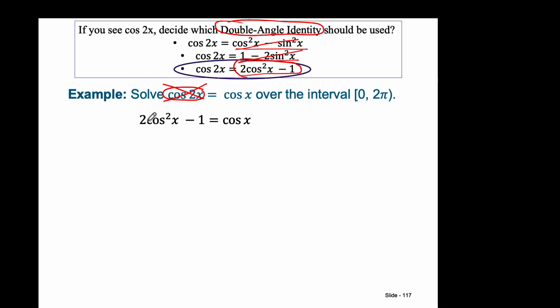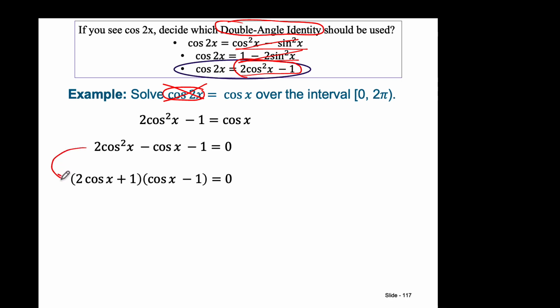Okay, now this we can set equal to 0. Doing so puts it into a trinomial that can be factored into 2 cosine x plus 1 times cosine x minus 1. If you're not quite sure how we got from this step to this step, I would suggest you go off to the side and do a little factoring review.